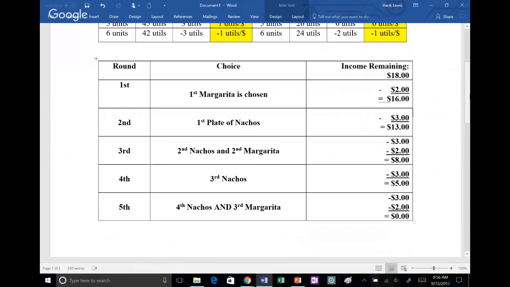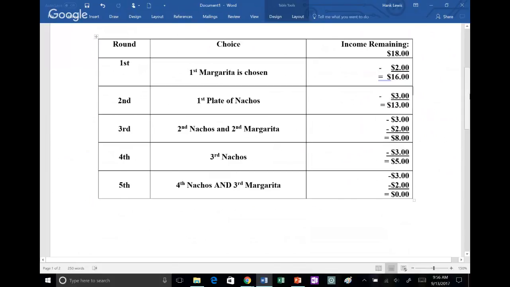It doesn't take a couple of hours to do the problem, though. But now the last thing we have to do is summarize this thing. And the first thing we have to summarize is: what is the optimal combination? In other words, which mixture for this consumer of margaritas and nachos maximizes their total utility within the $18?